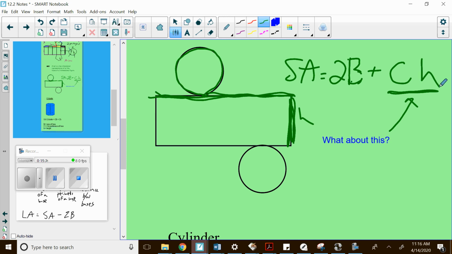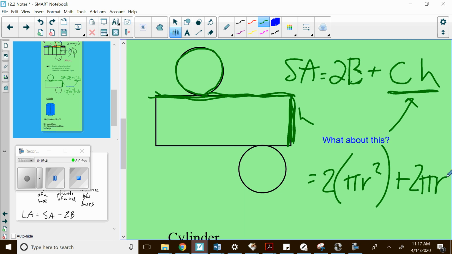Okay, so it looks really, really similar, except we're going to just call it 2B plus Ch. And actually, we can specify that even more. It's 2 times pi r squared, the area of each circle, plus the circumference, and the circumference formula is always 2 pi r, and then times h for that last length there.